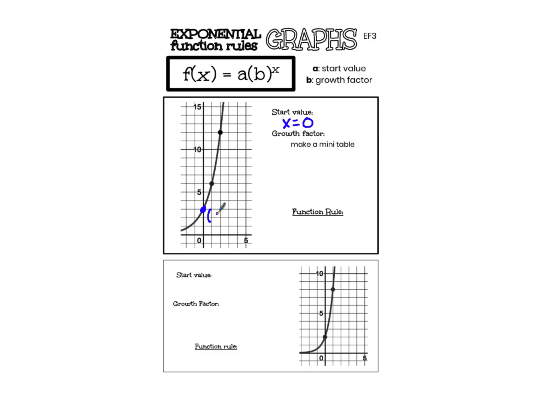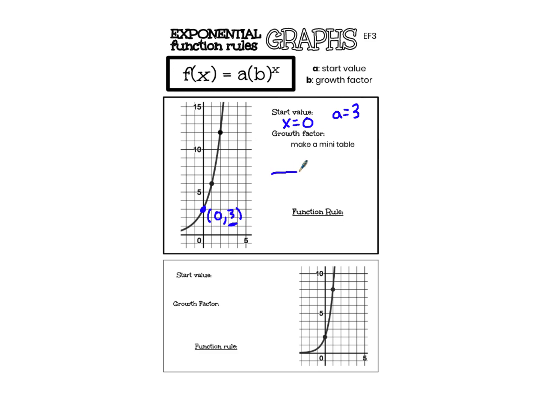My y-intercept is my point on my graph when x is 0. And so when x is 0, y is 3 in this case. So that y-coordinate of my y-intercept gives me the start value, the value of y when x is 0. For the growth factor, I need to figure out what that repeated multiple is that I'm multiplying y by to get my next value of y.